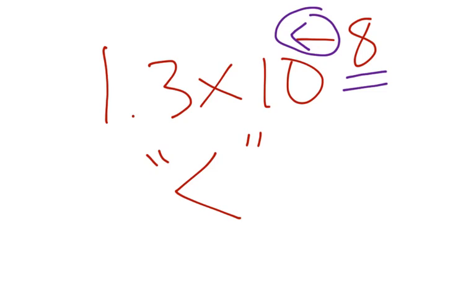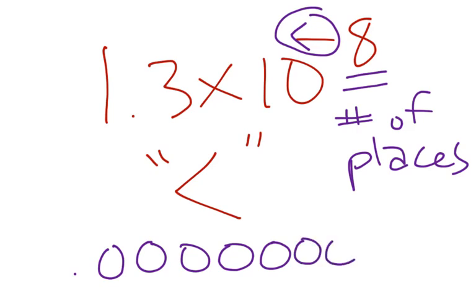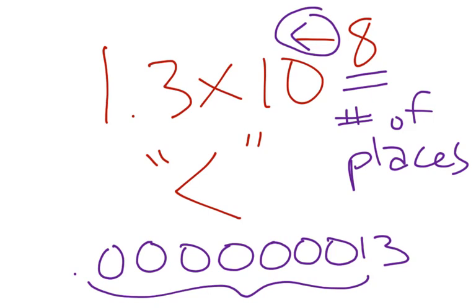And then remember that this integer is always the number of places that the decimal is moving. So we're going to move the decimal 8 places to the left. So 1.3 times 10 to the negative 8th will look like 0.0000013. So here, if you counted that out, that should be 7 zeros before the 13.